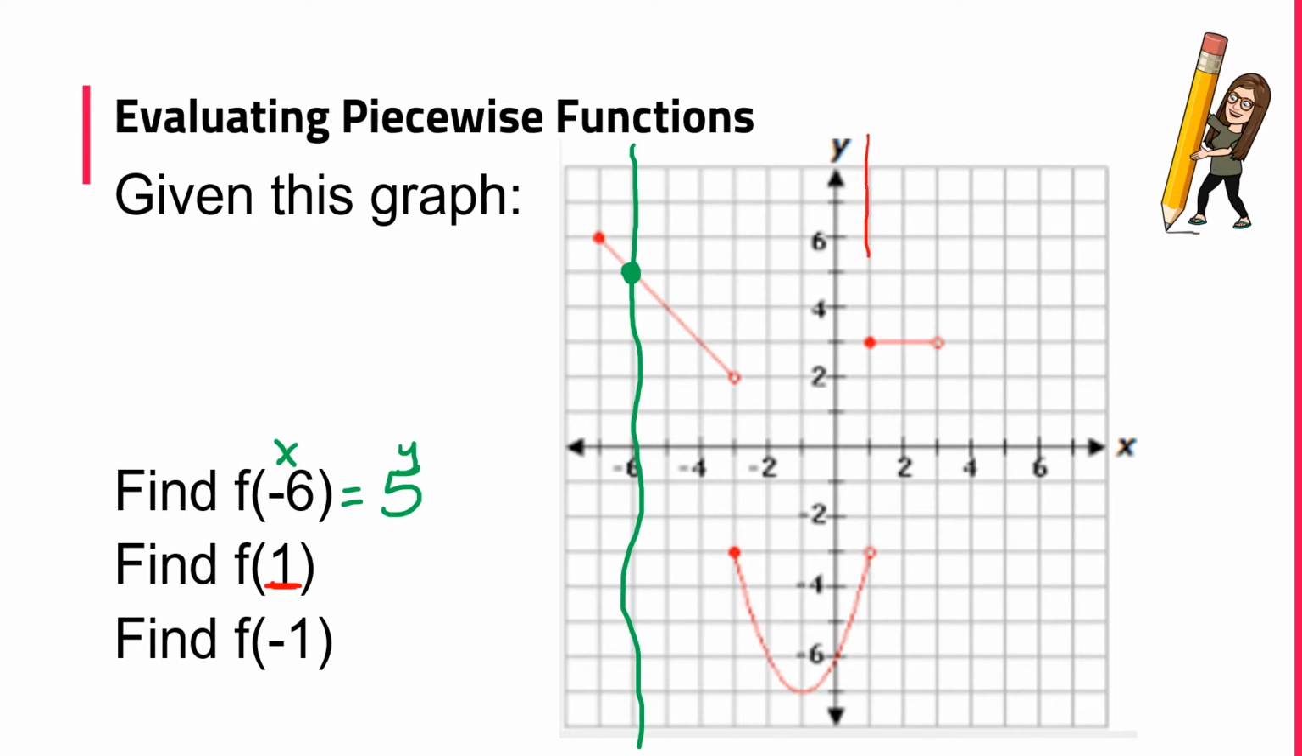When x is 1, what does y equal? If you notice, there's two dots, but I care about where I exist, which means the closed dot is what matters. The third one, -1. When x is -1, what is my y value? Where do I exist? I exist down here on the curve, which is at -7. Now, occasionally, might you have to make an estimation with a graph? Yes, but we'll try to keep them as integers.